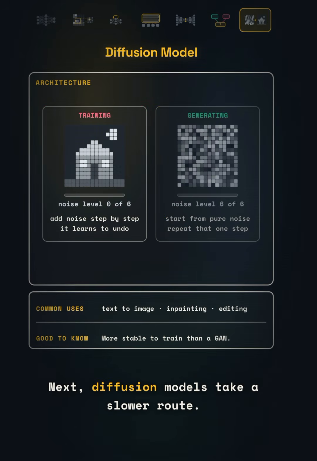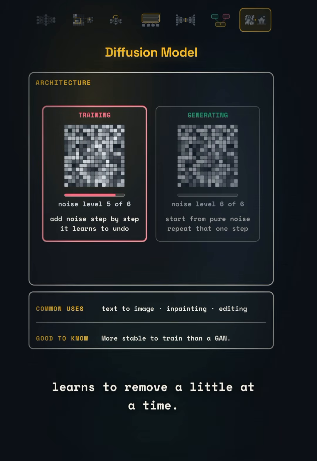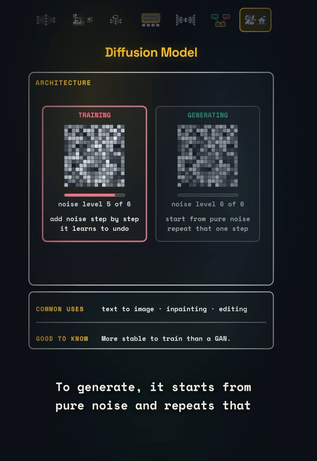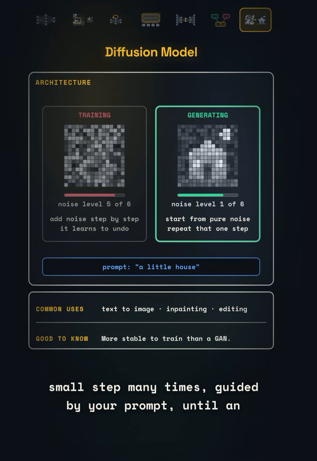Next, diffusion models take a slower route. In training, they add noise to a real image, and the model learns to remove a little at a time. To generate, it starts from pure noise and repeats that small step many times, guided by your prompt, until an image appears.